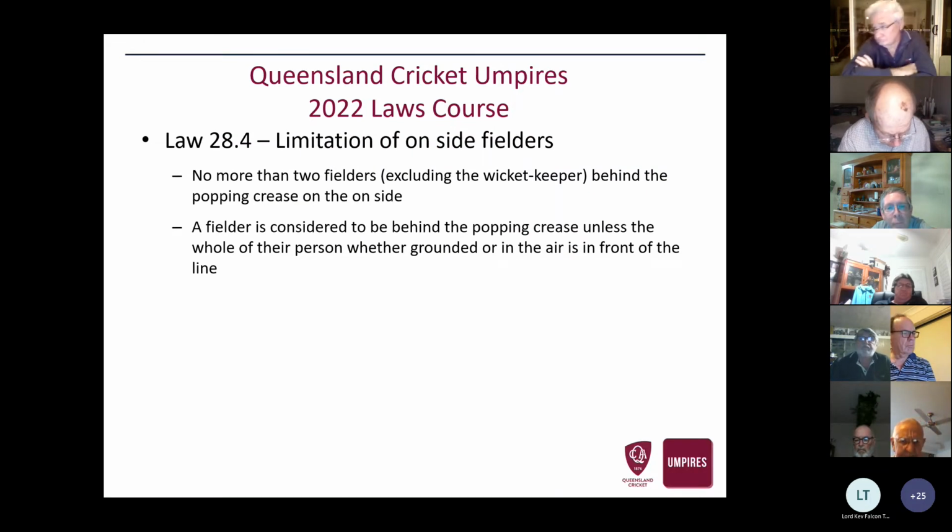28.4, this is where you'll often find your things for limited overs fielding restrictions. But the only thing that's in the law is that no more than 2 fielders, excluding the keeper, can be behind the popping crease on the onside. And for the purposes of clarity, a fielder is considered behind the popping crease unless the whole of their person is in front of the line.